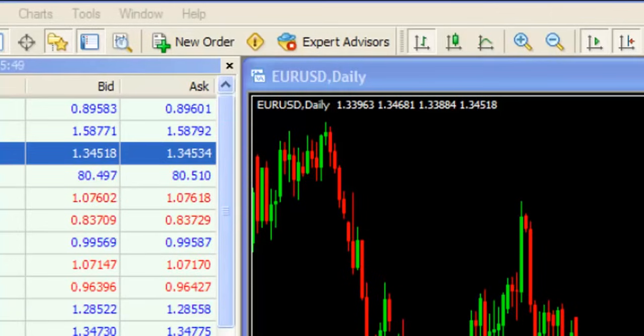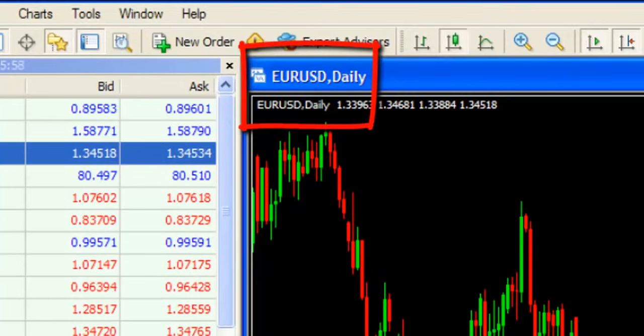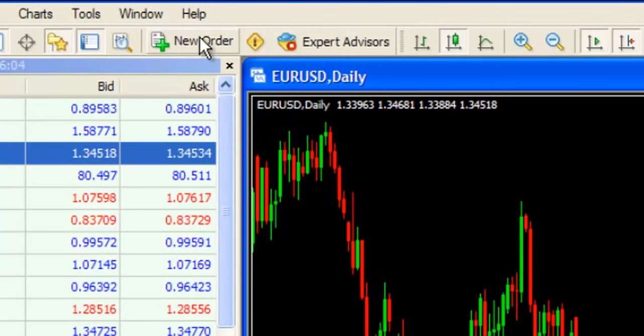How to place a trade. Let's focus on taking a trade with the MetaTrader platform. Make sure you are on the right chart to start with, as this will determine the order box that will be opened. Let's take a look at the EURUSD. Select the New Order tab.